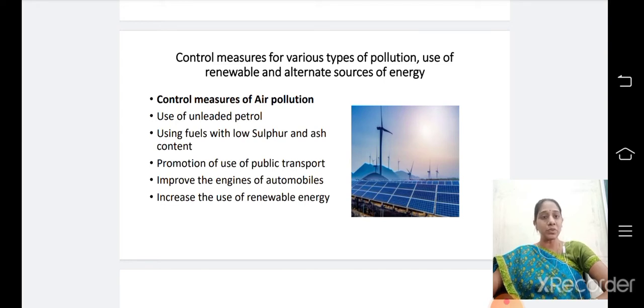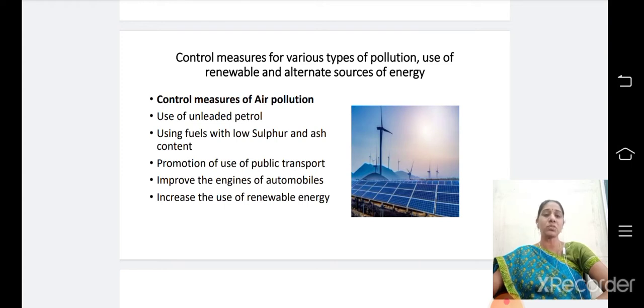Next one, promotion of use of public transport. Here you can see in a bus how many members travel, maybe up to 50 members. If these 50 members go in 50 cars, what happens? How much air pollution? So many gases are liberated into the environment: CO2, NO2, CO. All these are very harmful to the environment.